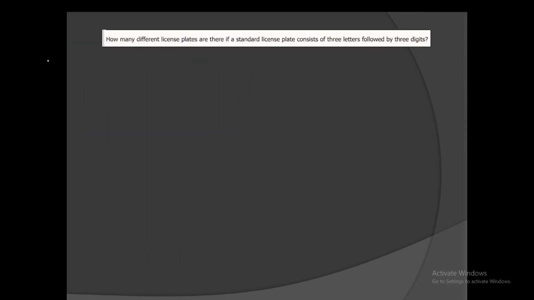Moving on to the next question. This question says: how many different license plates are there if a standard license plate consists of 3 letters followed by 3 digits? Our license plate comprises 6 characters, letters and numbers. The very first 3 characters are letters and the last 3 characters are numbers. So let me mark a partition. For the very first position of the letters we have 26 possibilities, because we can choose any one of the 26 letters in our English alphabet. So choosing one from 26 is 26 ways, right?